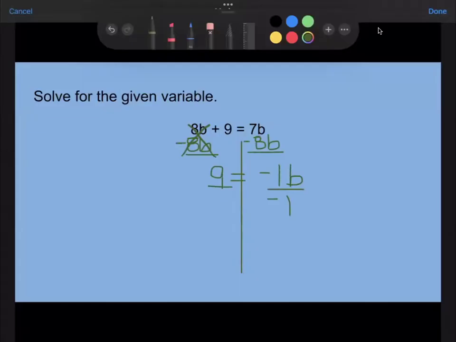Divide that by -1 and this by -1. -1 times b and then divided by -1 is the same as just b. So we're going to cancel those out. I have b over here, and then 9 divided by -1 is -9. So that would be the answer to this equation. b is equal to -9.